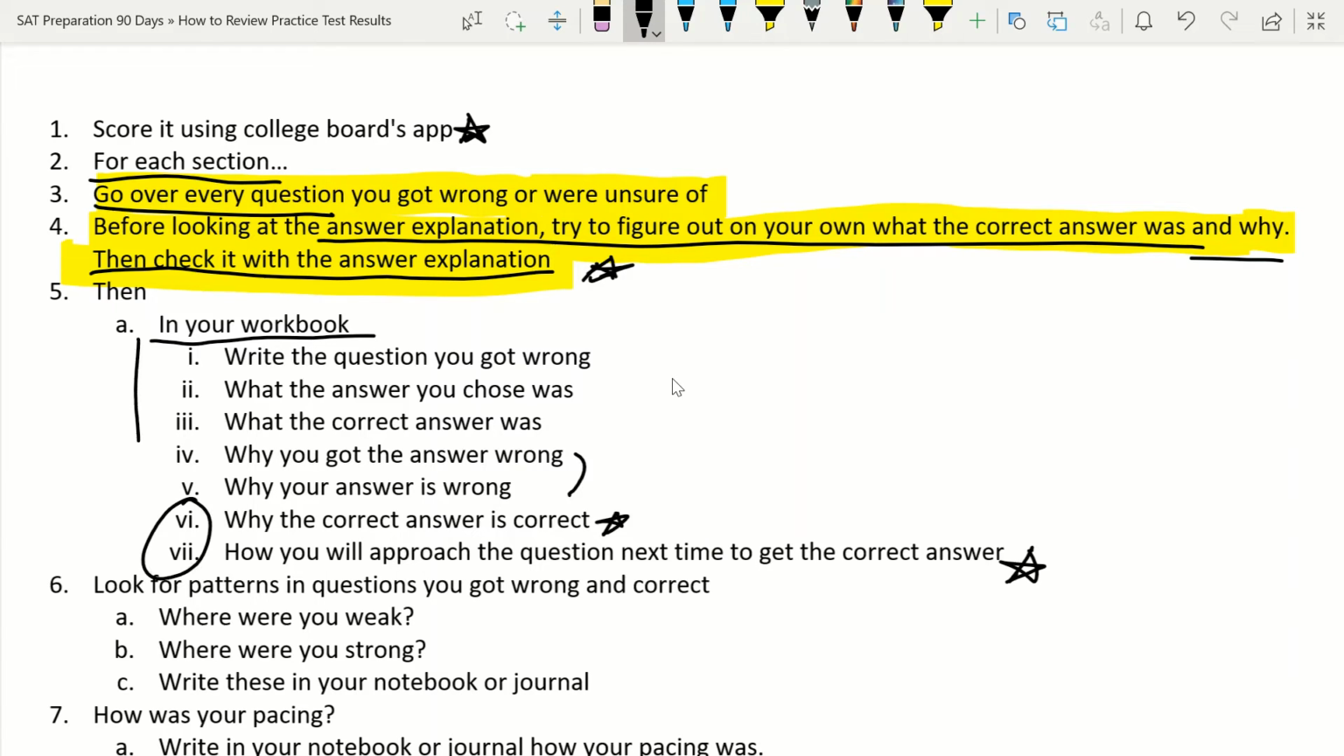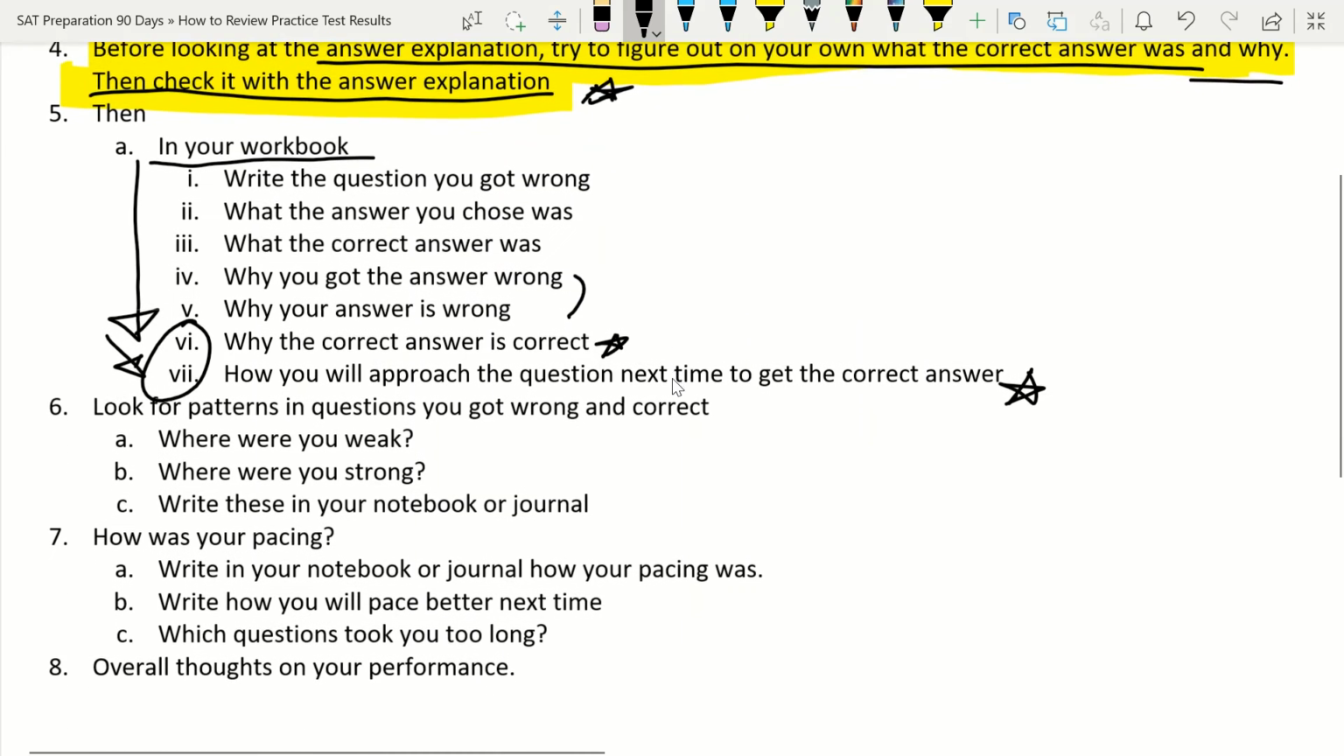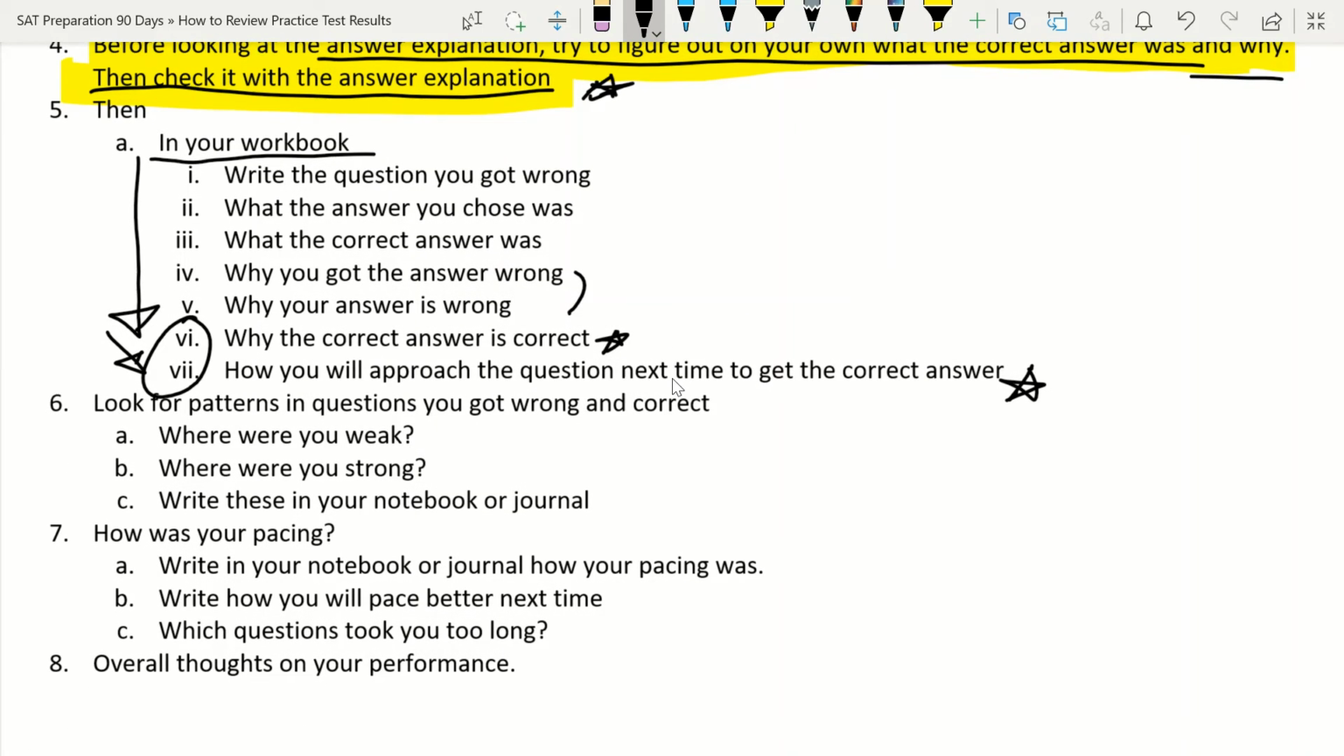So we're going to do these steps prior because it helps us with these steps. We want to understand the question, why our wrong answer choice was wrong, why the correct answer choice is correct, and then how we're going to approach the question next time to get to the correct answer. You're going to do that for every question that you got wrong on each section. Then for each section, look for patterns in the questions that you got wrong and that you got right. So what areas were you weak in? This is important. We want to identify our weak areas and focus on those.